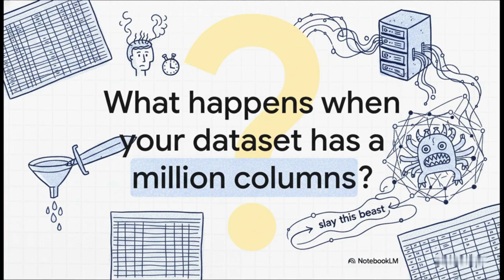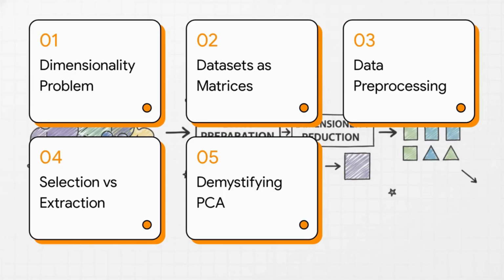As you add more and more features, like, say, tracking every single pixel in a high-res image, or every single word in a massive document, the volume of the mathematical space you're working in grows exponentially. This makes your data extremely sparse, it drastically slows down your training times, and honestly, it can hopelessly confuse your models. To build powerful predictive engines, we absolutely have to slay this beast. So here is our roadmap to getting that clean, high-performance data.